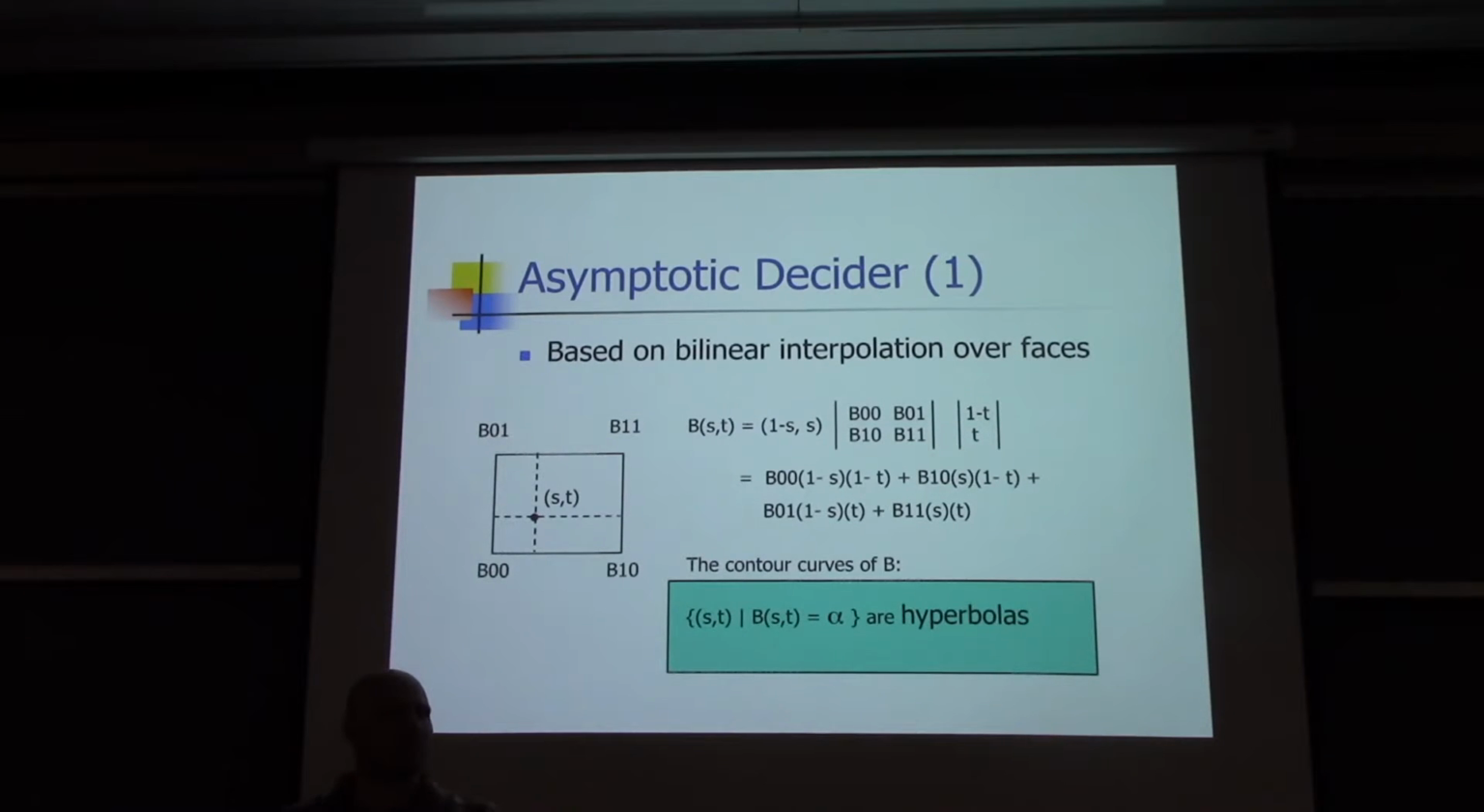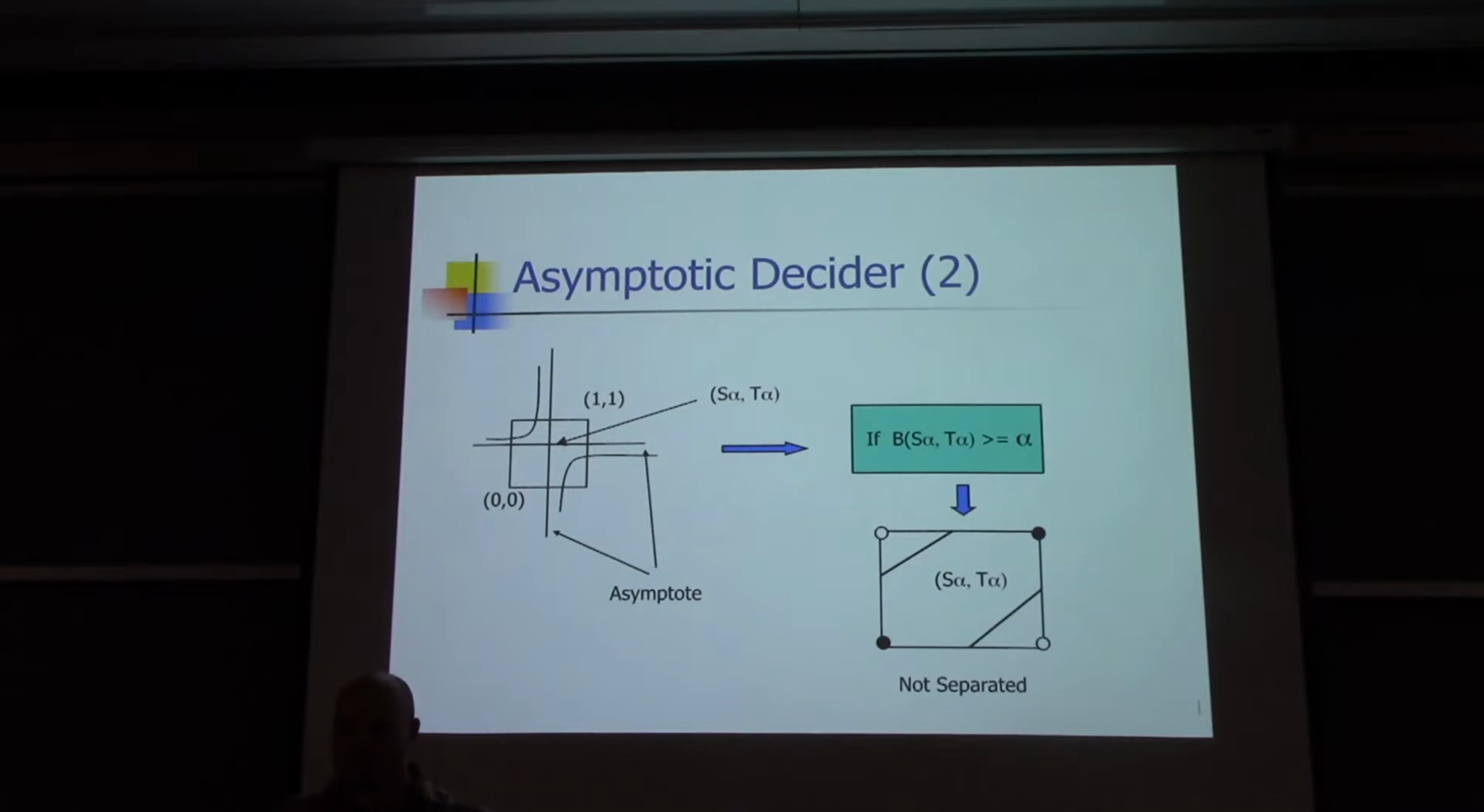Now I'm going to skip over some of these slides because it might take a while, but the basic idea of this paper, called the asymptotic decider, is to look at the faces of the cells in marching cubes and look at how your trilinear interpolant turns into what looks like a set of hyperbolas. And it's going to try to use the asymptotes of these hyperbolas.